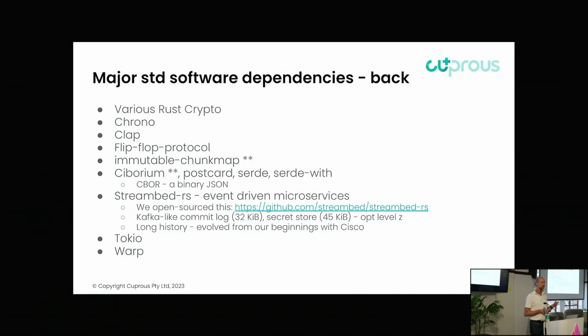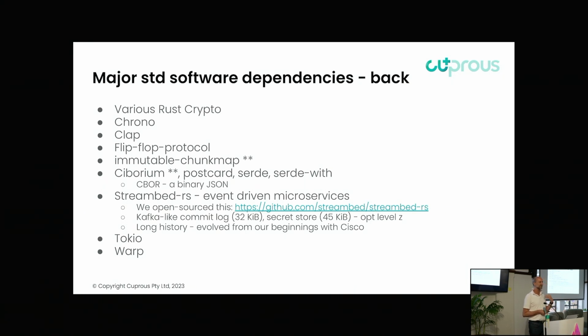Postcard's really cool as well, from James Munns. What Postcard does is it's a great way of serializing structs in Rust. The serialization from structs is really quite efficient. It uses variable length integers and so forth.